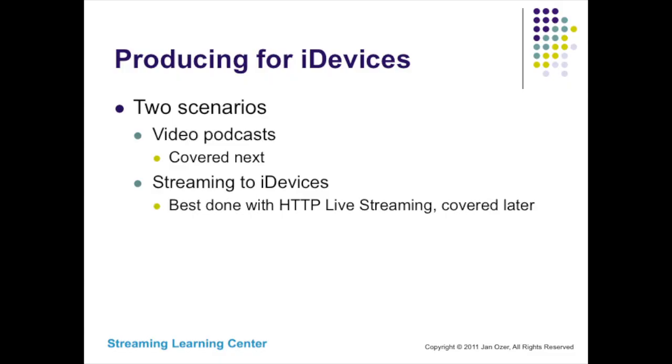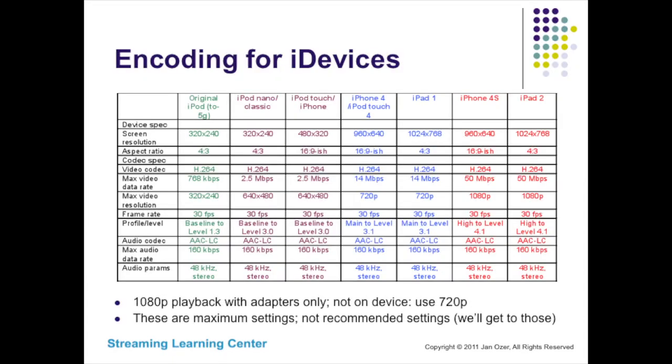So that's pretty much all you need to know about H.264 to produce for iDevices. We're going to look at two scenarios. One is video podcasts, and one is streaming to iDevices that are connected via either Wi-Fi or cellular. So this is the chart I keep referring to. It's a beast. Obviously it's available on the PDF for your download, so don't worry if you can't see it here.